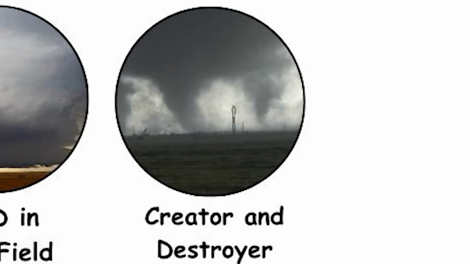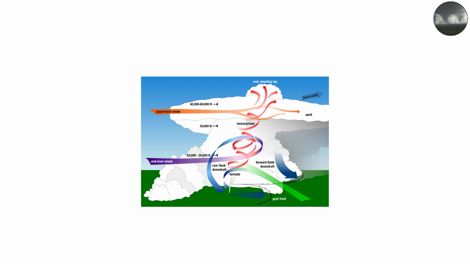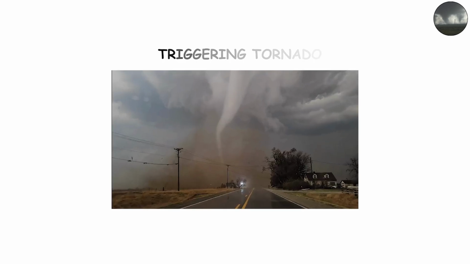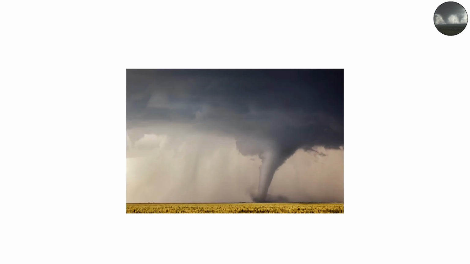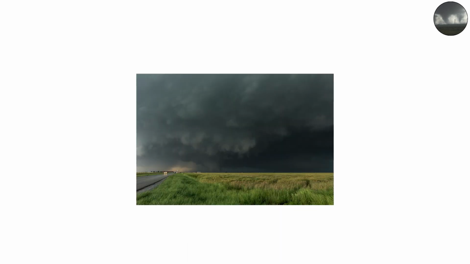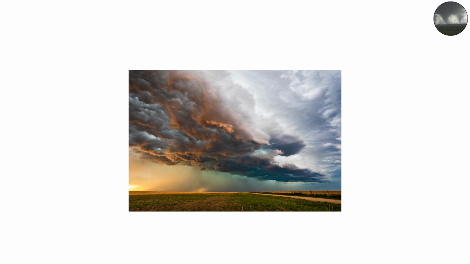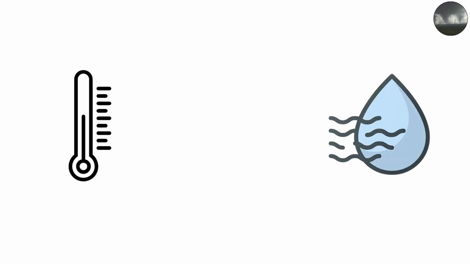The RFD, creator and destroyer. The RFD has a dual personality. While it's often responsible for triggering tornado formation, it can just as easily destroy the very tornado it helped create. When the RFD becomes too strong or too cold, it overwhelms the storm's inflow, cutting off the warm, moist air feeding the tornado.